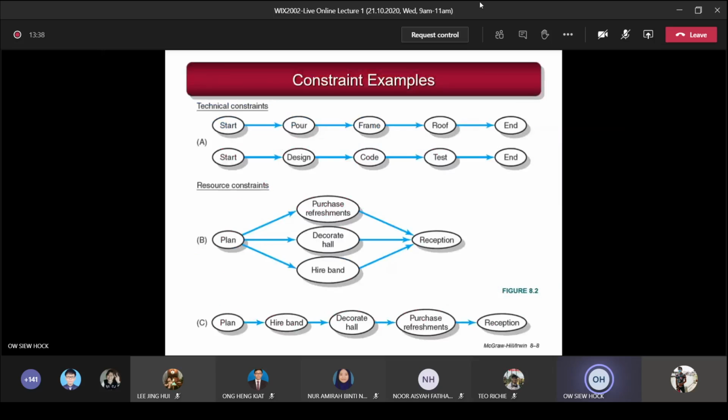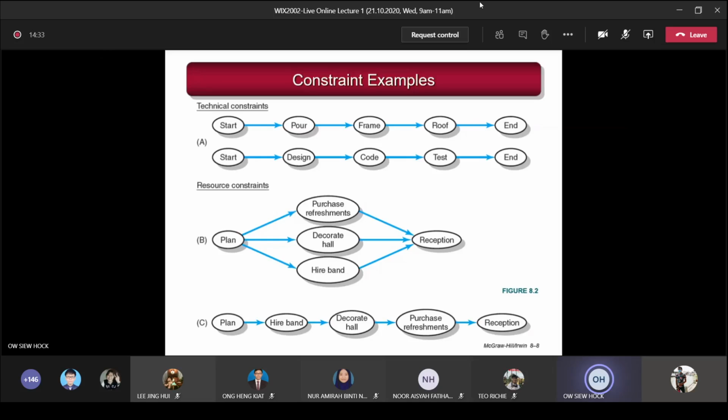So now let's take one illustration here, looking at the constraint examples. The first example diagram shows the technical constraints. For example, the first one, part A1, shows that you want to build the frame of a house. You start, then you pour the cement for the foundation, then put up the frame, and then you put the roof. This is the outline, the skeleton of the house, and then you end. For programming, you write a program: you start, you design your program, then you do the coding, you do the testing, and then you end. You see, this is technical constraint. You cannot start coding until you have the design of your system. You cannot do the testing until you have some part of your program code done. Then only can you conduct testing.